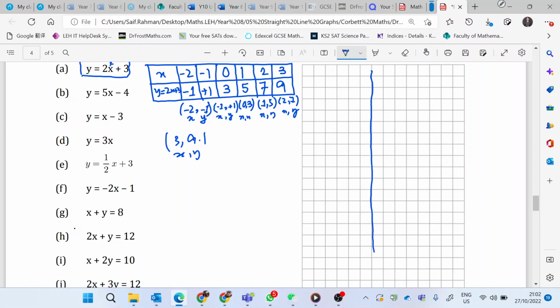Then we make a point like this. And now this is 0 here, this one is the x-axis, and this one is the y-axis.